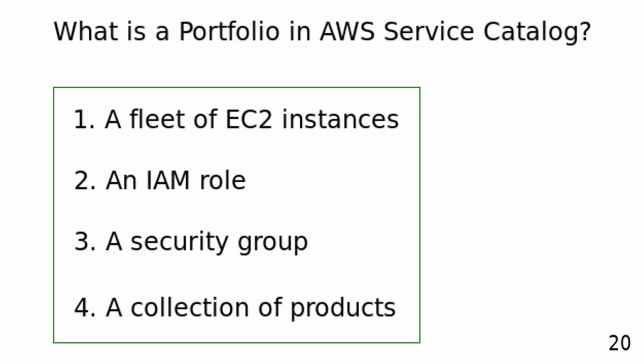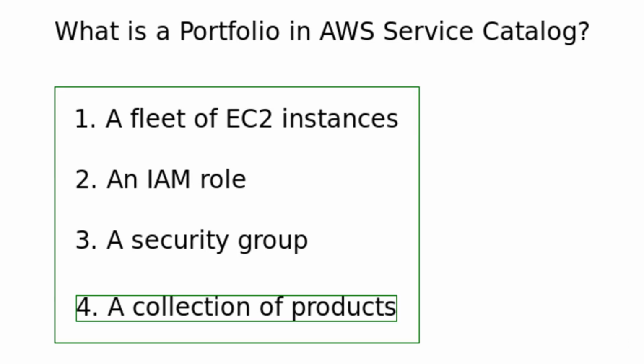A fleet of EC2 instances. An IAM role. A security group. A collection of products. In AWS Service Catalog, a portfolio is a collection of products, each representing an AWS resource that can be provisioned.